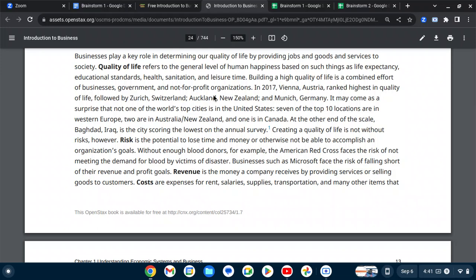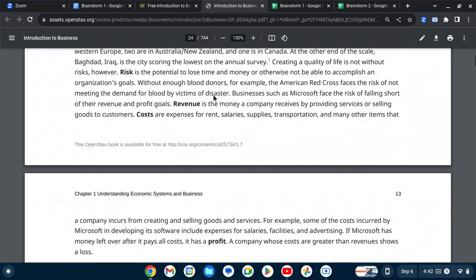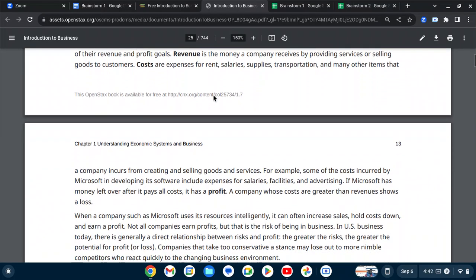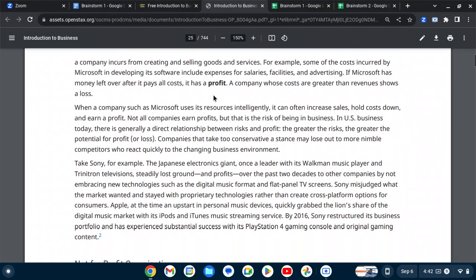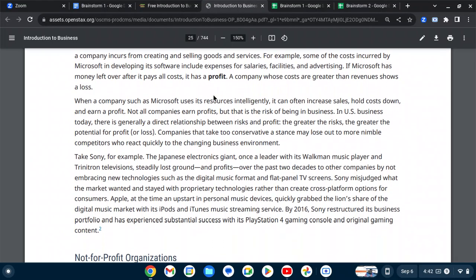Revenue is the money a company receives by providing services or selling goods to customers. Costs are expenses for rent, salaries, supplies, transportation, and many other items a company incurs from creating and selling goods and services. For example, some of the costs incurred by Microsoft in developing a software include expenses for salaries, facilities, and advertising.